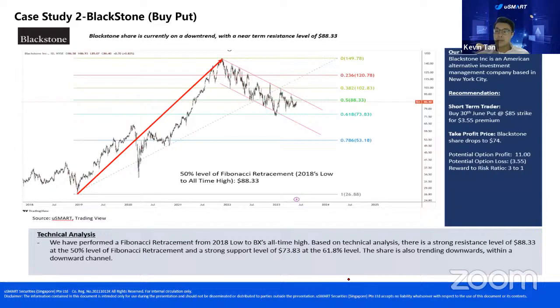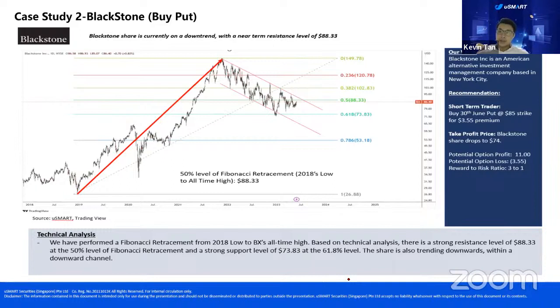Now, our recommendation back then to investors was to take profit on this put option the moment Blackstone shares fell to $74. So this represents a potential profit of $11, because you have the right to sell Blackstone shares at 85, but Blackstone shares are at $74 right now. So your option has an intrinsic value of $11.